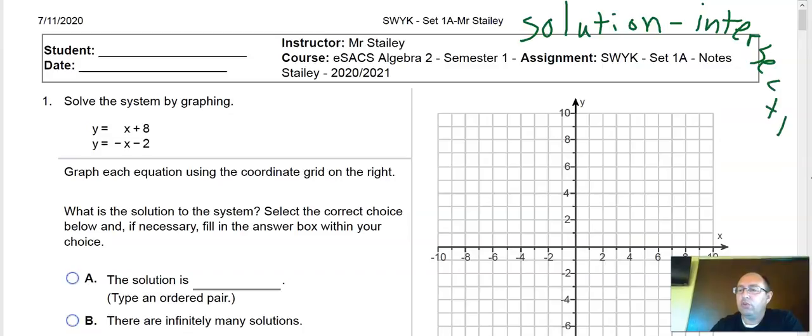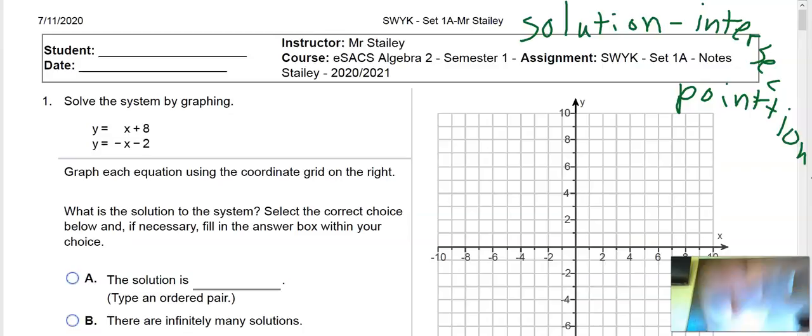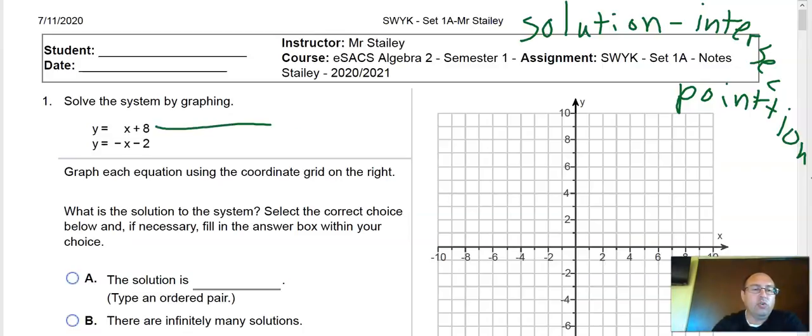Intersection point. Okay, so wherever they cross, that's what we're really looking for. In order to graph these, you need to be able to go back to your days of what's the slope, what's the y-intercept. Obviously, the 8 is the y-intercept. So we know right then and there that there's a point where it's crossing the y-axis. Your x value is 0 and y value would be 8.